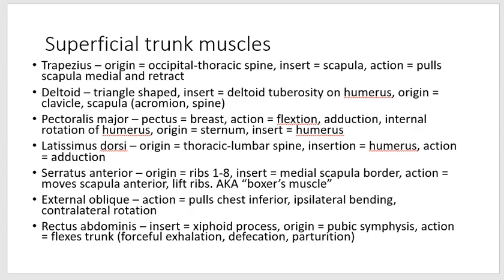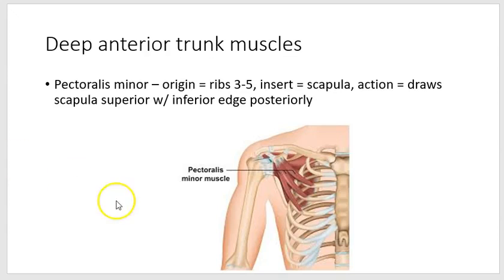So those are the superficial trunk muscles, so the ones that are closer to the surface. But we also have deep trunk muscles, like your pectoralis minor here. You can see it attaching to the ribs, and it inserts back here on the scapula. And what it does is it helps to draw or move that scapula superior, so to lift it up, with the inferior edge posterior. And so it kind of lifts it up and pushes back that inferior edge.